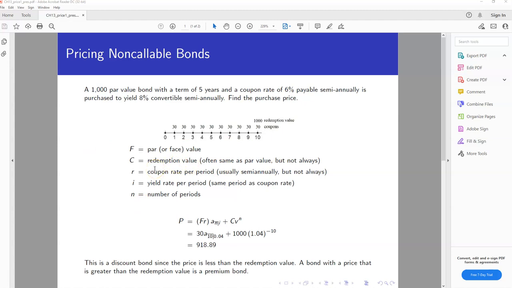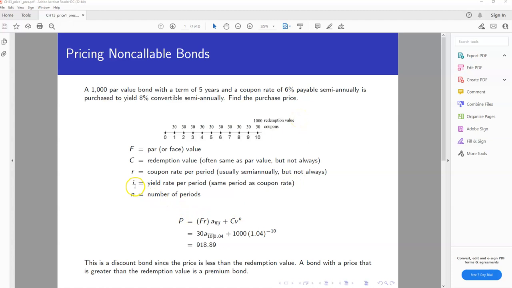The coupon rate is basically an interest rate. It's what the interest payments will be paying from the issuer to the investor. We refer to those as coupons again. We're going to use R to denote the coupon rate per period. In a lot of problems, you'll see that as semi-annual rates, but it's not always. In this example, we've got a coupon rate of 6% semi-annually, so we're going to split the 6% into two pieces, 3% each 6-month period.